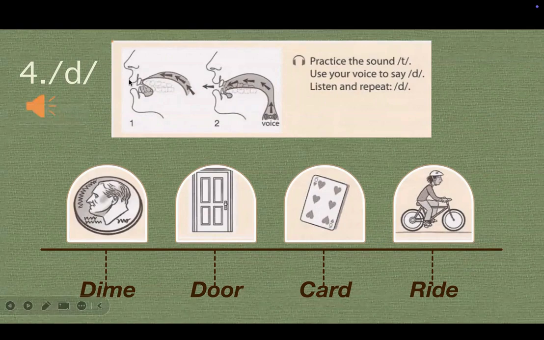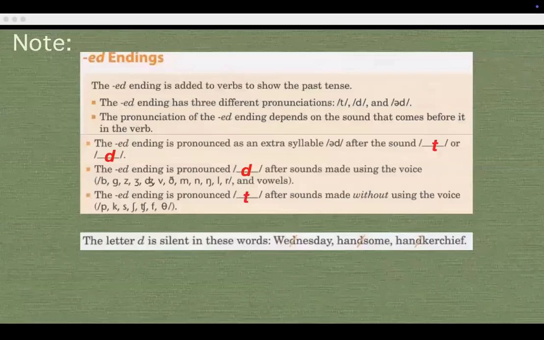Dime, door, card, ride. Okay, so we listen again. Dime, door, card, ride. Okay, so you already listened to the voiced consonant sound in these words: dime, door, card, ride.